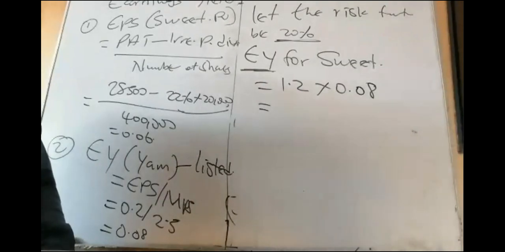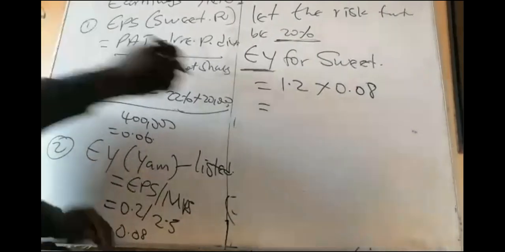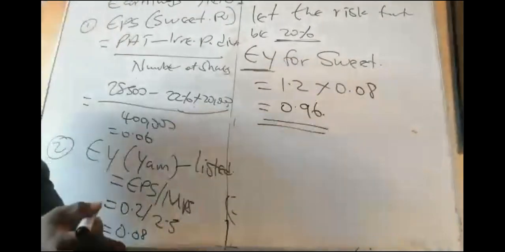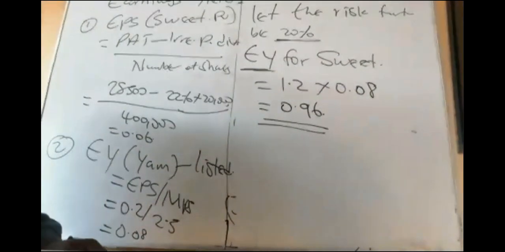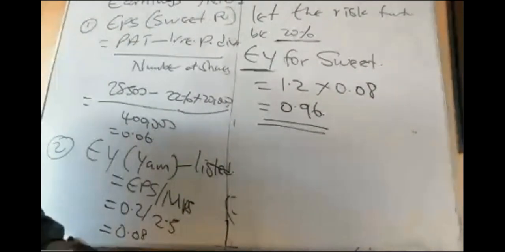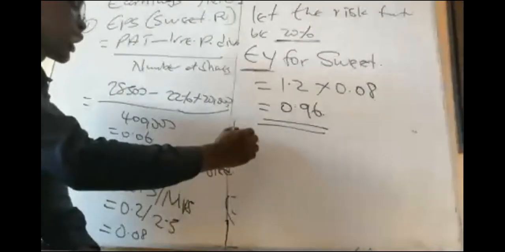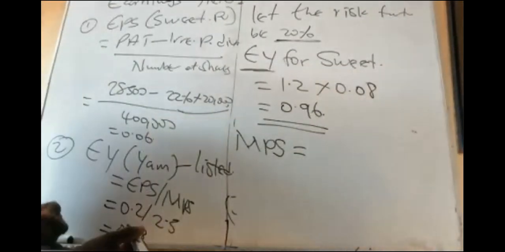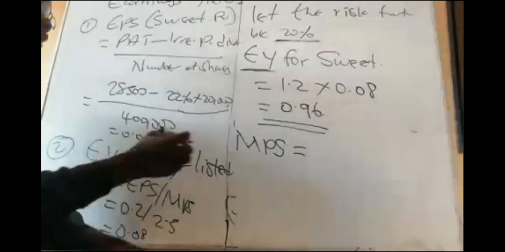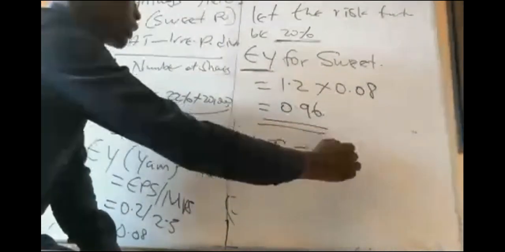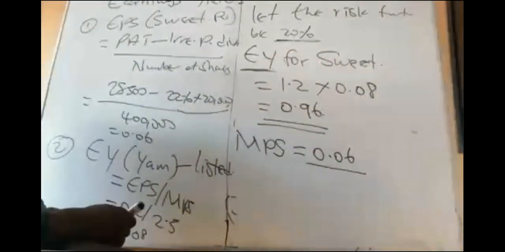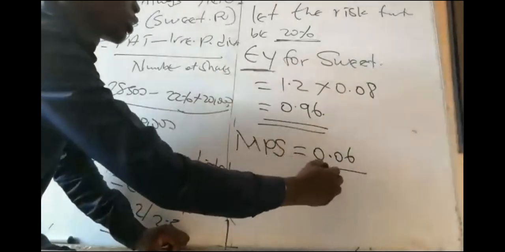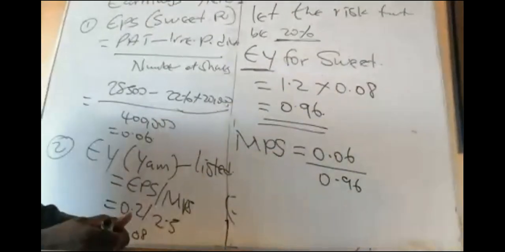So it gets 0.096. Perfect. I'll take that. So now it means that the earnings yield equivalent to that of sweet potato will be this. Therefore, the market price of sweet potato shares should be the earnings per share that we calculated, that's 0.06, divided by the earnings yield of 0.096.